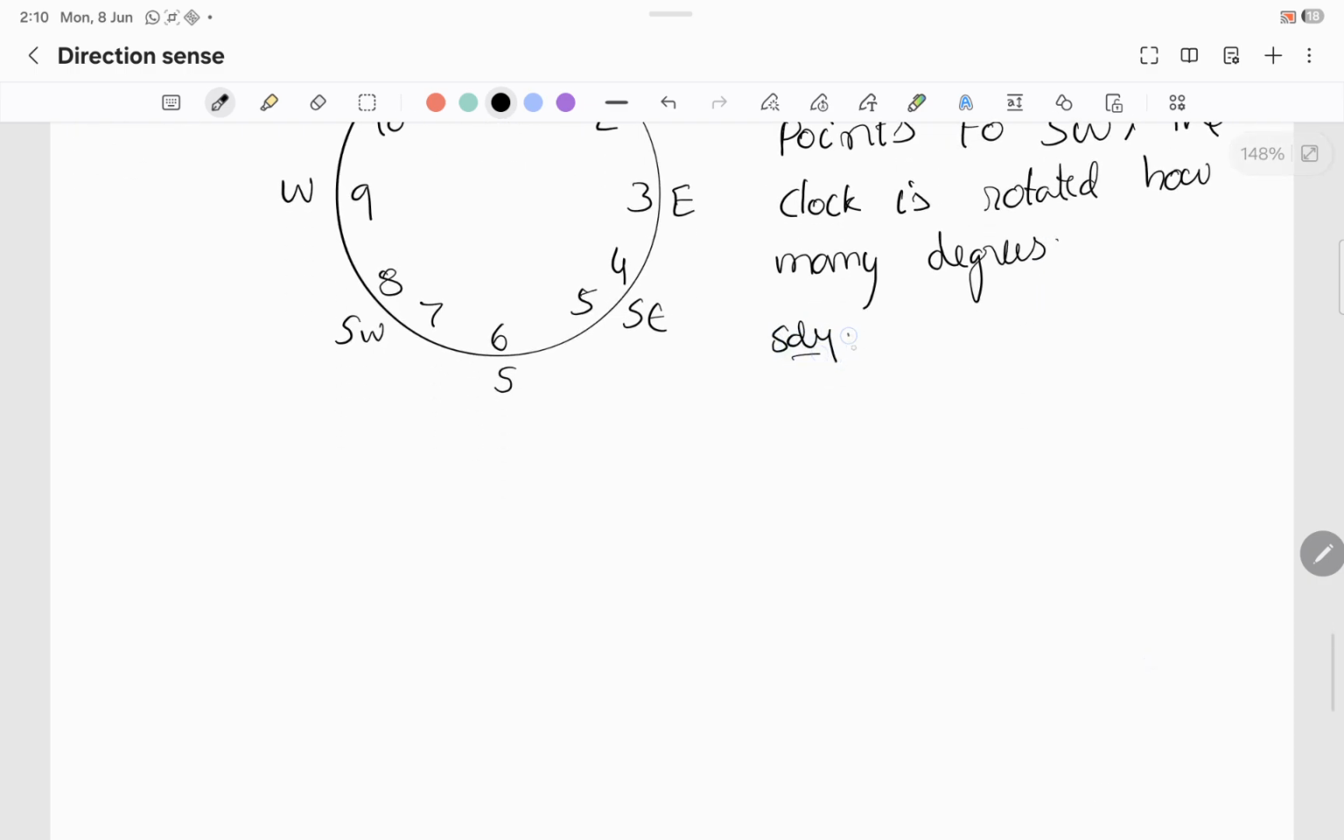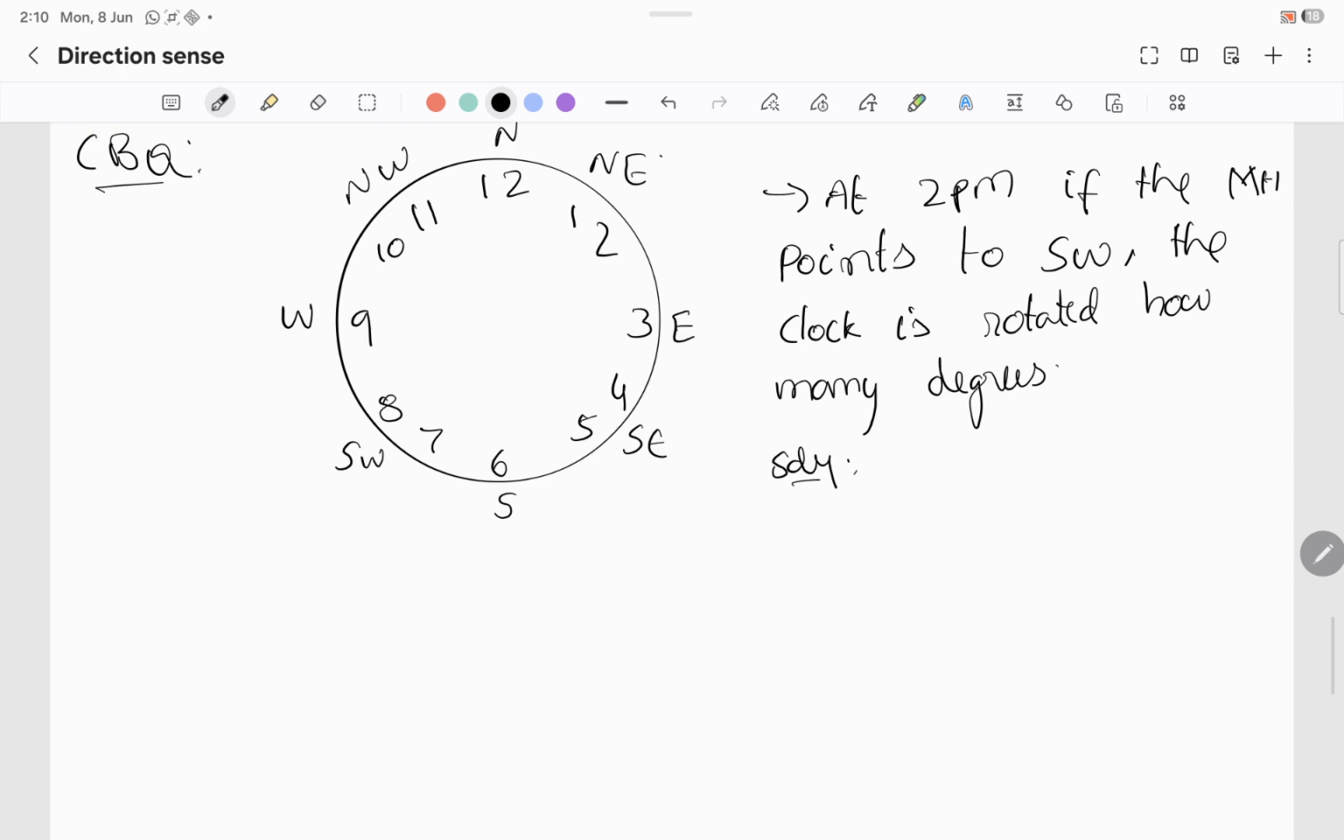Solution. At 2 p.m., imagine yourself at 2 p.m. Where should the minute hand be? Actually in the north. For this you may say that we need to draw the clock, but actually no need. Just imagine at 2 p.m. Where should the minute hand be? Minute hand points to number 12. So number 12 is in which direction? North direction.